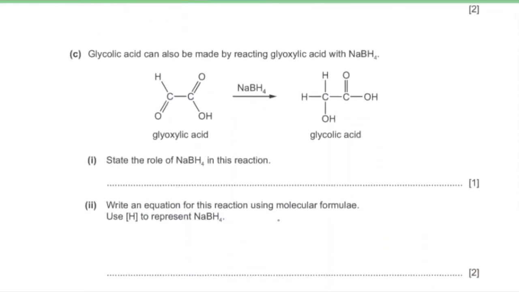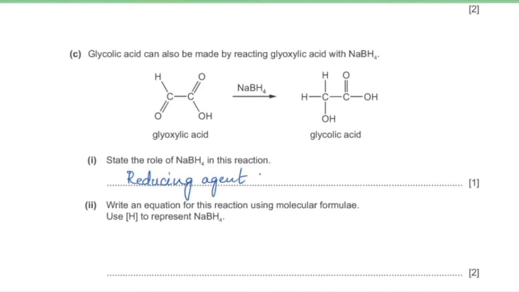Part C, glycolic acid can also be made by reacting glyoxylic acid with NaBH4. Part 1, state the role of NaBH4 in this reaction. So this over here is an aldehyde group, while this over here is a carboxylic acid group. When this goes under reaction with NaBH4, this aldehyde group reduces to a primary alcohol, and this will stay the same. So NaBH4 is acting as a reducing agent. It reduces the aldehyde group to a primary alcohol.